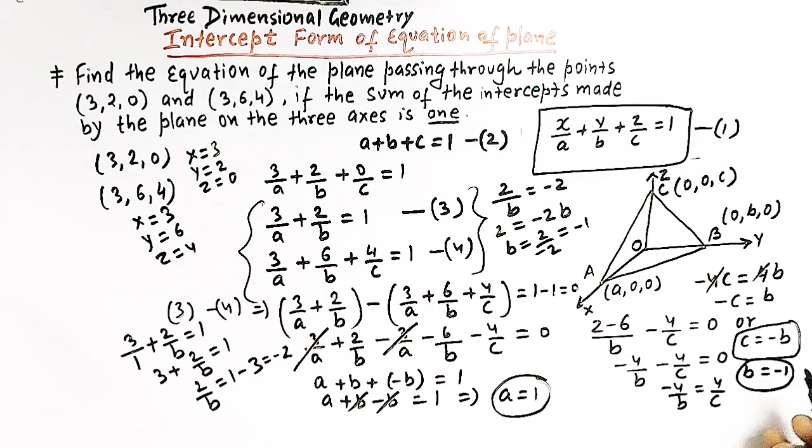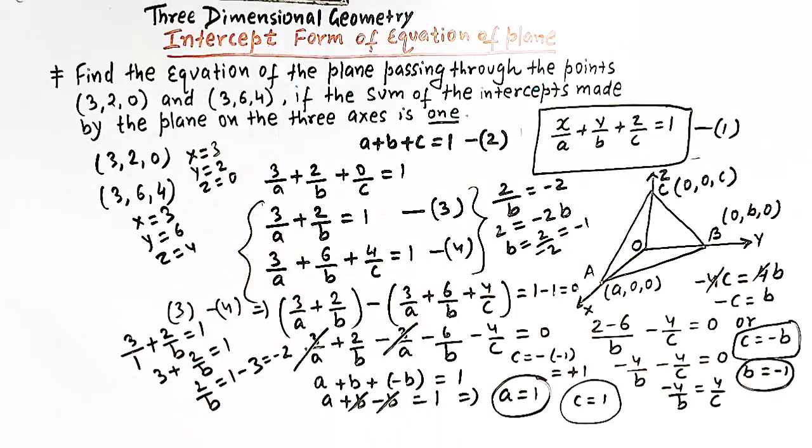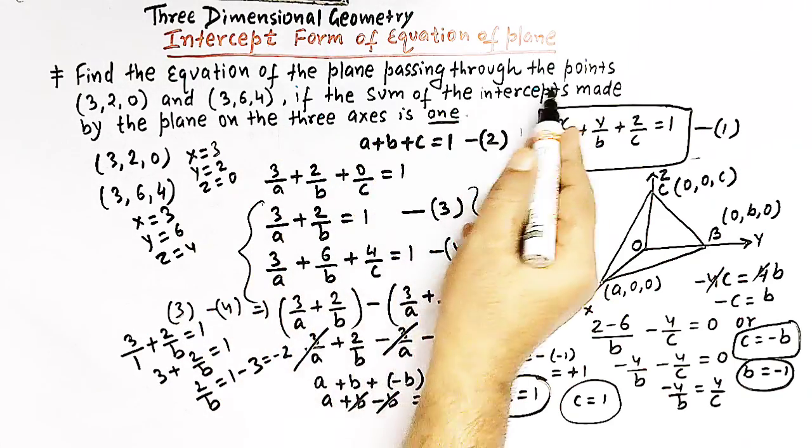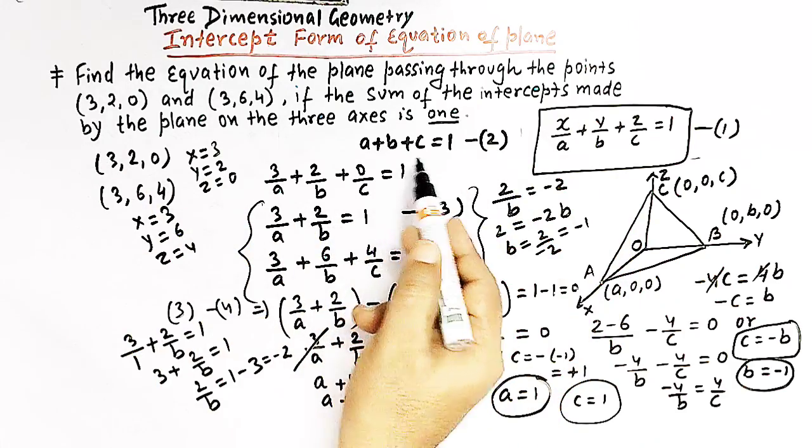So now if we take b is equal to minus 1 in this equation, then the value of c is equal to minus and minus 1, that is plus 1. So the value of c is equal to 1, right? So now we have obtained the values of a, b and c, and let us substitute the values of a, b, c in equation 1 to get the equation of the plane passing through these 2 points, and the sum of the intercepts is equal to 1.